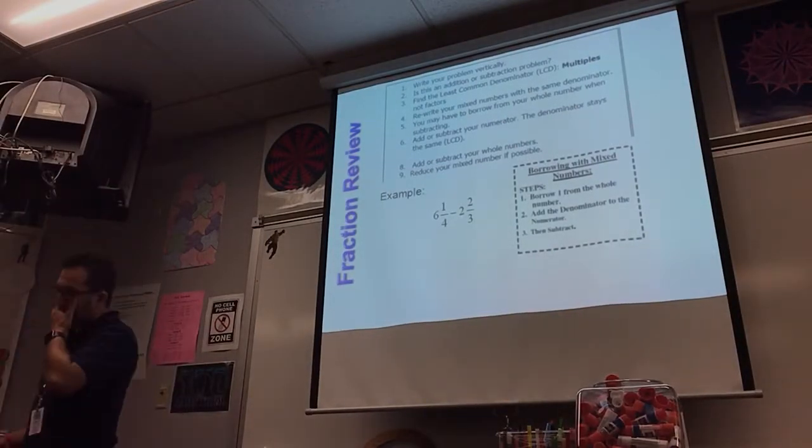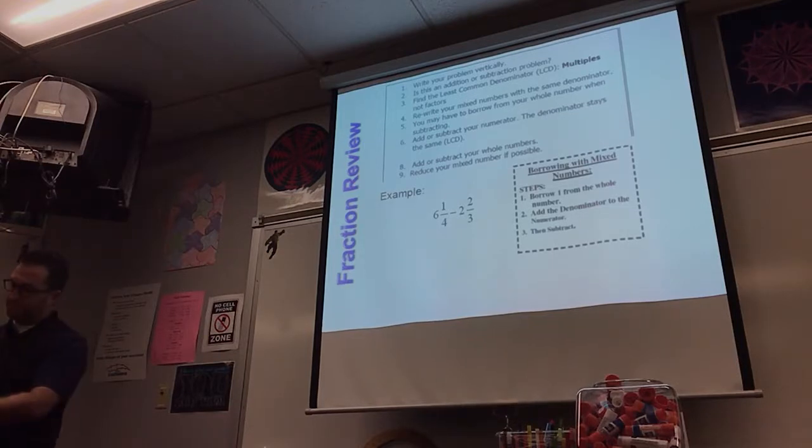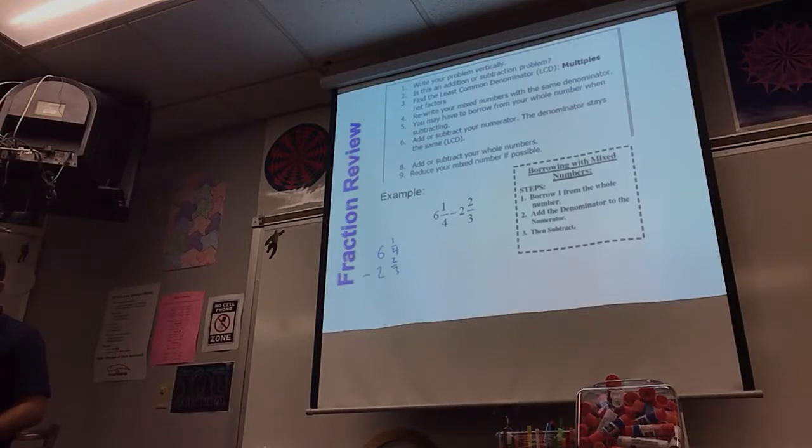So, fraction review. Do we write the problem vertically? Not yet. So let's write the problem vertically. We've got 6 and 1/4 minus 2 and 2/3. Is this an addition or a subtraction problem? Subtraction. So that's checked. Find the least common denominator. What's our least common denominator between 4 and 3? It's 12. So our LCD is 12.